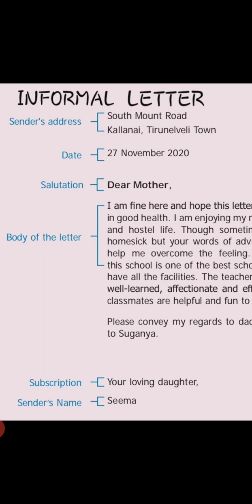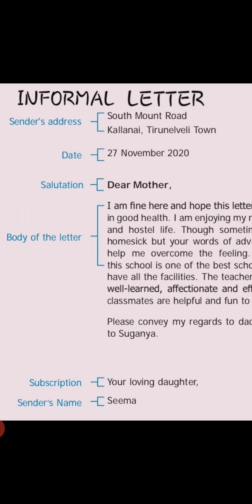Then the subscription. Here a daughter is writing to her mother, so you write Your loving daughter. Otherwise you can write Yours lovingly, Affectionately. Likewise you write. Then the sender's name, Seema. This is the format for an informal letter or personal letter.